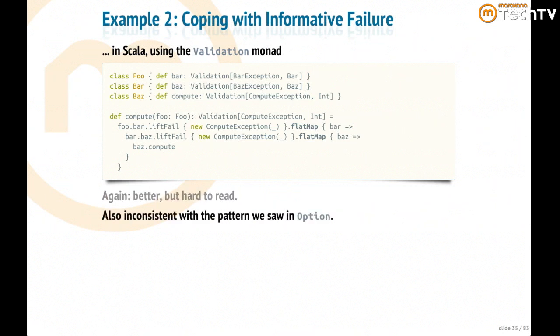So our final example of the day. Oh, and I should mention that it's a little bit weird. In option, we saw basically flatMap on the outside, flatMap in the middle, and then map on the inside. And here we don't see any map at all. We just see two flatMaps. So this is a little bit different, and it's a consequence of my having introduced compute as returning a validation of something, an int, rather than just a straight int. So we'll see how to make this consistent with that pattern again in just a moment.